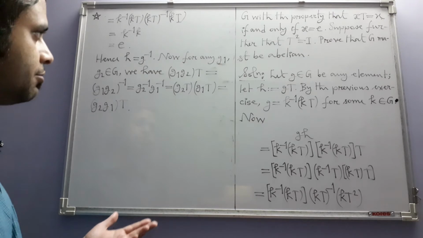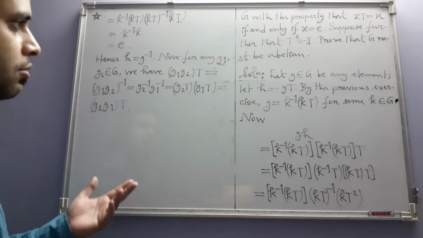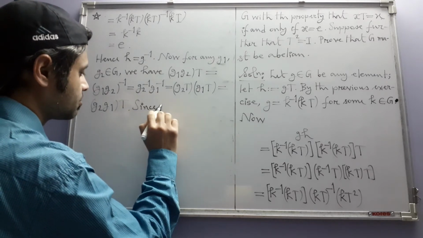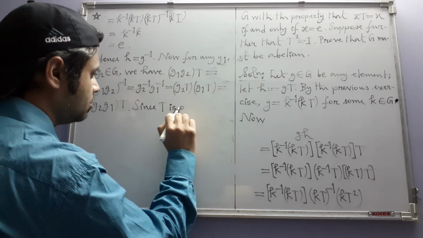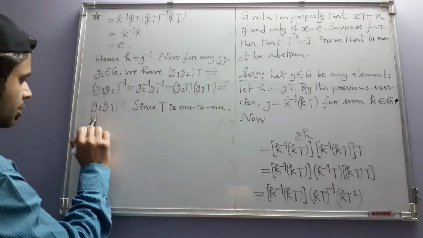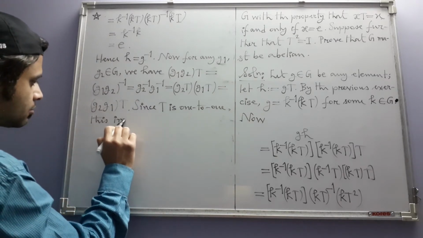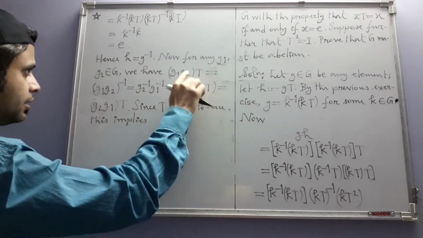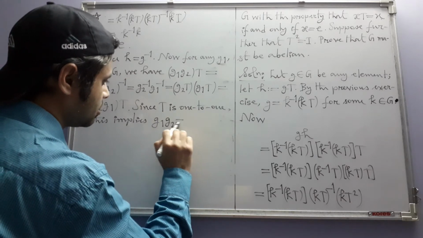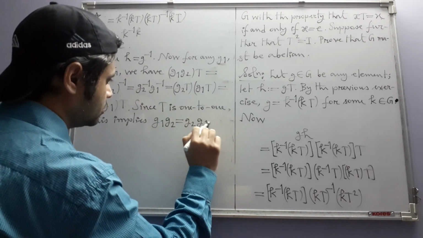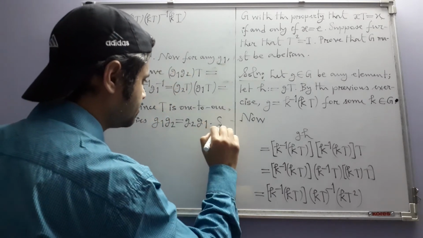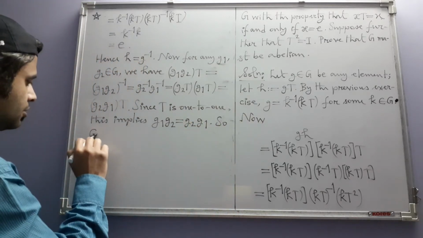Now we are going to use the fact that T is one-to-one because it's an automorphism. Since T is 1 to 1, this implies that the inputs must also be equal, that is G1 G2 is equal to G2 G1. So that means any two elements in the group commute with each other. So G is abelian.